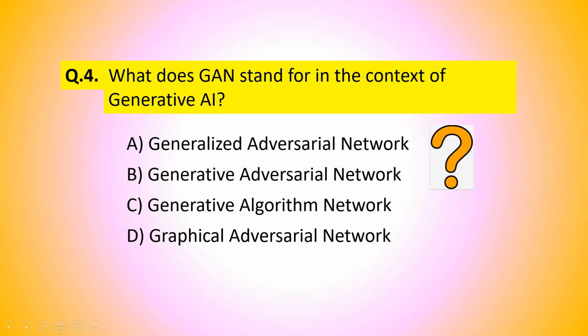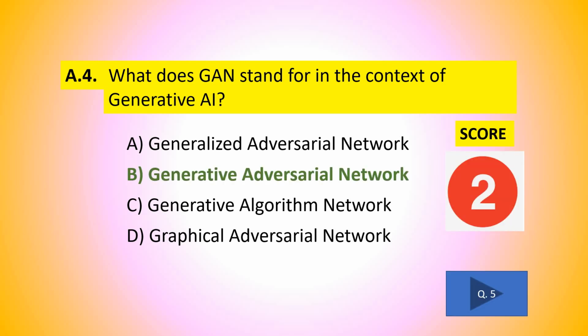Question number 4. What does GAN stand for in the context of generative AI? Options are generalized adversarial network, generative adversarial network, generative algorithm network, graphical adversarial network. Yes, the correct answer is generative adversarial network.